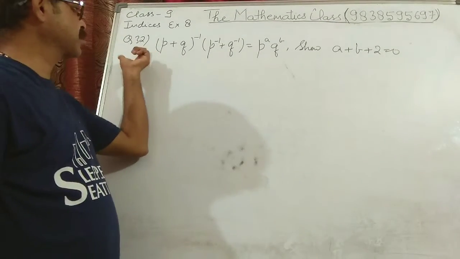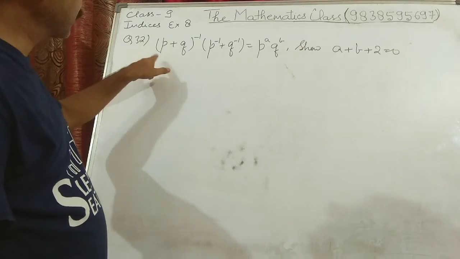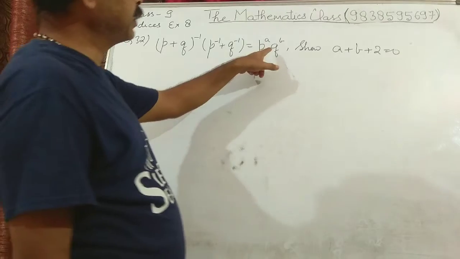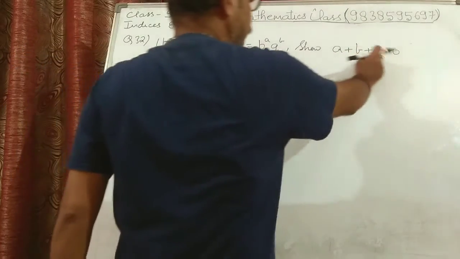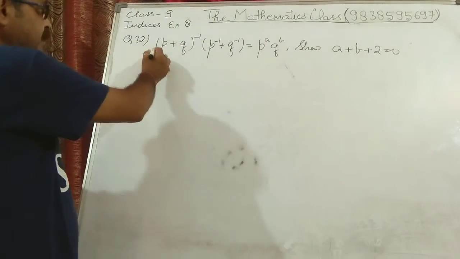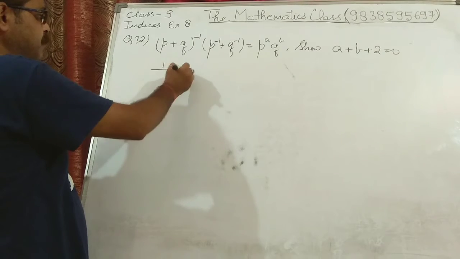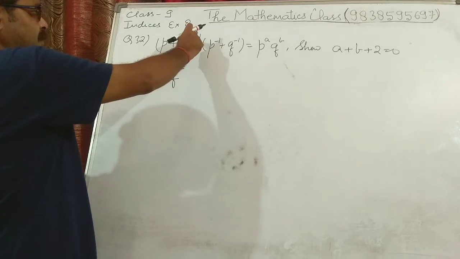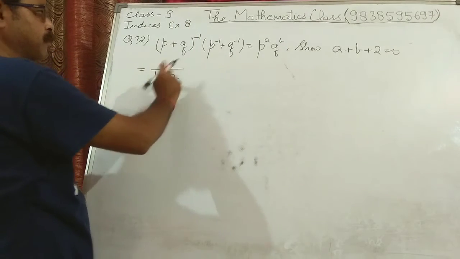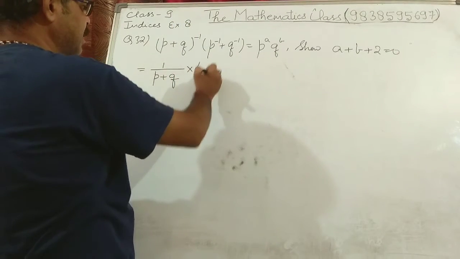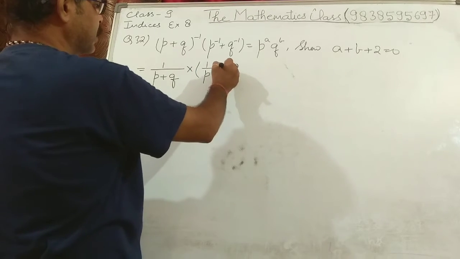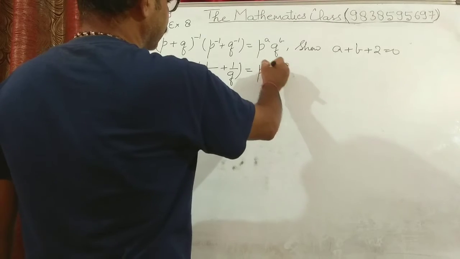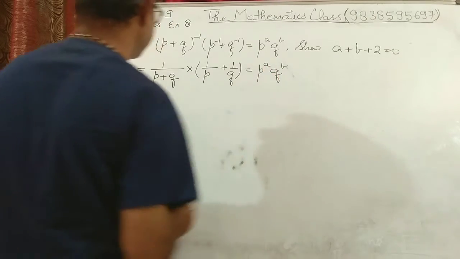Next question I am taking as 32nd question. The question is p plus q to the power minus 1 into p to the power minus 1 plus q to the power minus 1 is equal to p to the power a into q to the power b. You have to show that a plus b plus 2 is equal to 0. Now p plus q to the power minus 1 can be written as 1 upon p plus q. You know the reason, because the power was negative, it came to the denominator and became positive. Into this can be written as 1 upon p plus 1 upon q is equal to p to the power a and q to the power b.